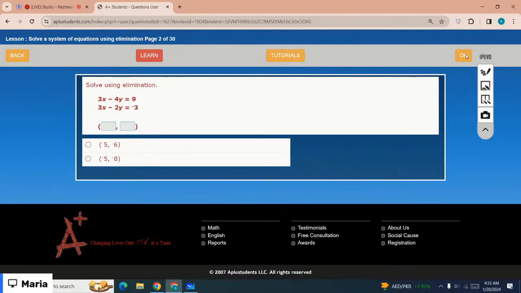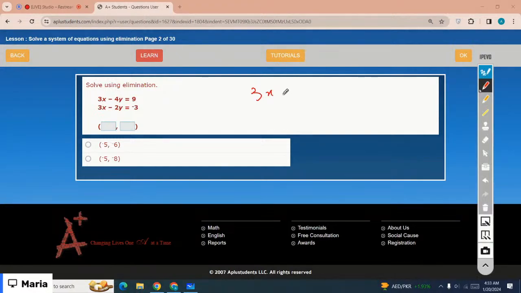you have to see which variable has the same coefficient, or if they are not the same, you can make them the same by multiplying or dividing by a specific number, right? So here you can see the equations are 3x minus 4y equals 9 and 3x minus 2y equals negative 3. Both the equations have the same coefficient for the x variable, right? But you cannot add them because they both are positive. You can subtract both the equations and eliminate the variable x. 3x minus 4y equals 9 and 3x minus 2y equals negative 3. You are subtracting, so all the signs are changed.